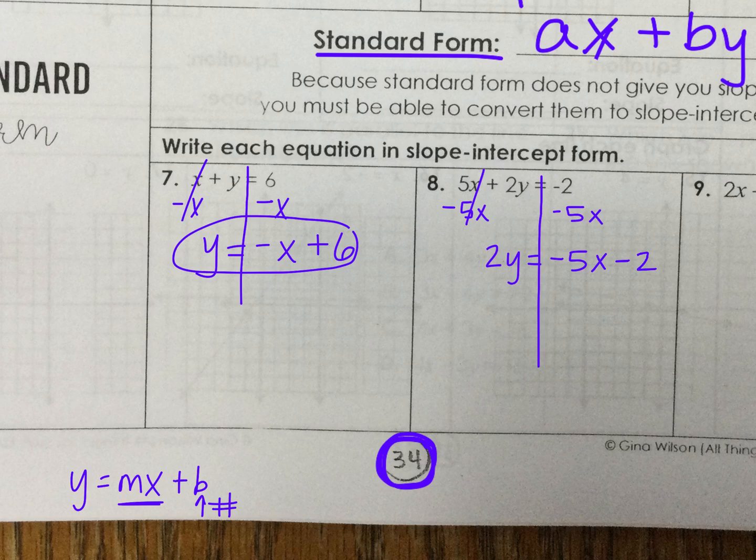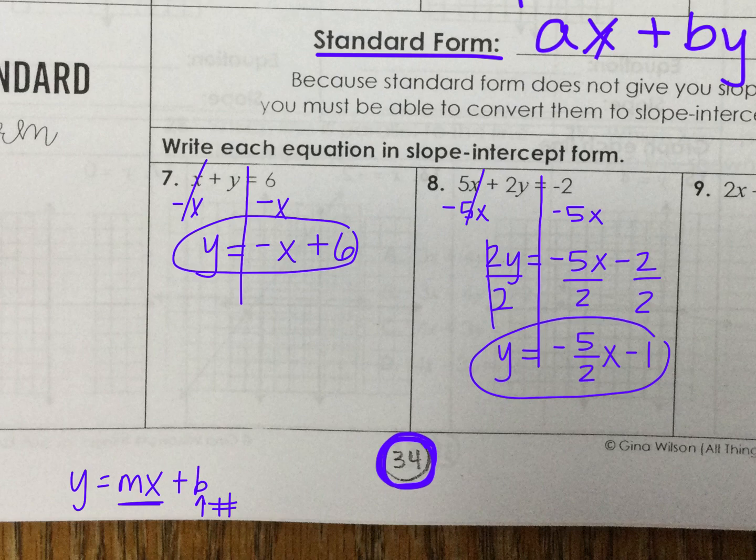Now, I'm not done yet because the y is not alone. So I've got to get rid of that 2, and I have to share him with everybody. So now, yay, the y's by himself. If you put negative 5 over 2 in your calculator as a fraction, it will tell you negative 5 over 2. Or it'll tell you a decimal, and we don't want decimals. And then I've got negative 2 over 2. If you type that in your calculator as a fraction, it will tell you the answer is negative 1. Now, I could graph that.